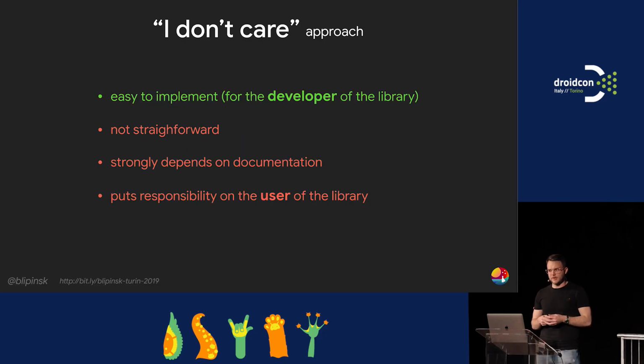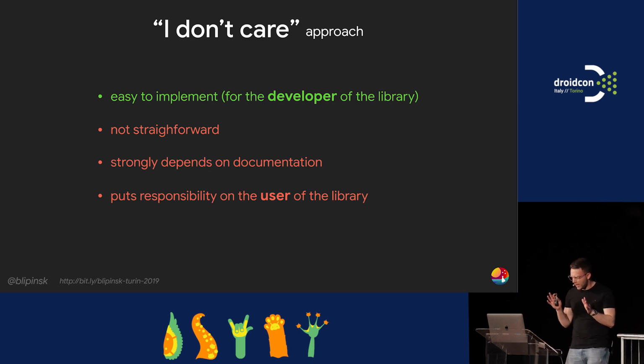So the "I don't care" approach is very easy to implement, but only for the developer. It's not straightforward for the user of the library because it highly depends on documentation. Let's do this simple thought experiment. Just imagine that you didn't know anything about Dagger, like anything at all. And I hand you over this library and I tell you to figure it out without any documentation.